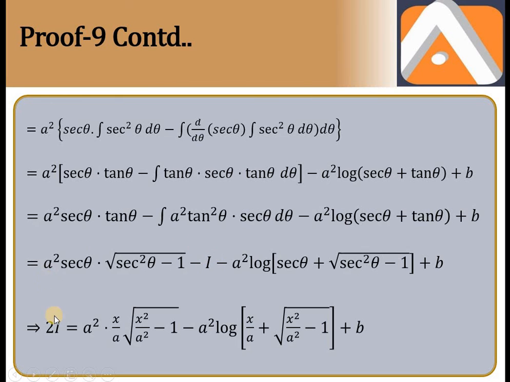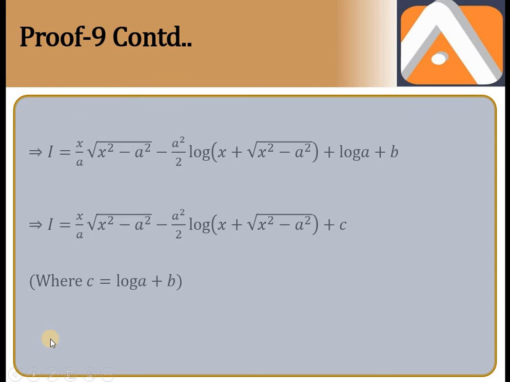So if I take this I this side, so it becomes 2I is equal to a square sec theta into under root of sec square theta minus 1, that is tan theta, minus a square into log of this. So here I value, and replace sec theta as x by a, everywhere sec theta can be written as x by a. Now simplify, I is equal to what you will get, x by 2 into under root of x square minus a square minus a square by 2 into log mod x plus under root of x square minus a square, divided by log a should be there, that is plus it is converted into plus a because minus sign was there. So this entire constant whatever you will get, that is taken as c.